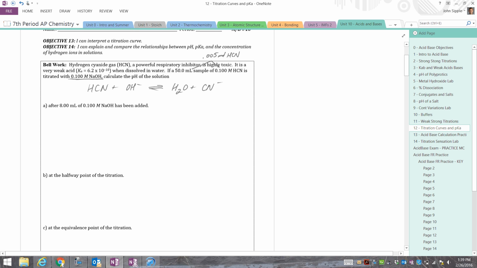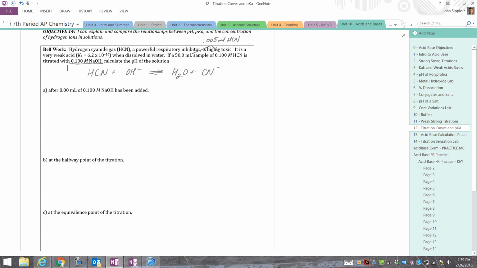So I'm just going to set up my ICE table here. I'm just going to use that equation above, and we'll go from there. We got 0.005 moles of HCN to start. 8 milliliters times 0.1, what is that, 0.0008? Water is whatever. So minus 0.0008.